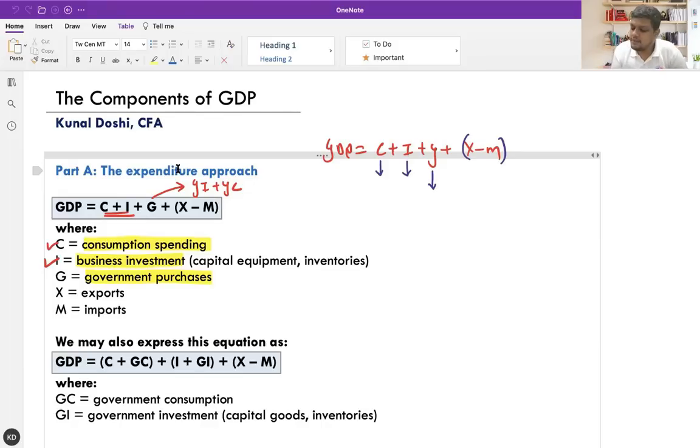Or you should get a good chunk from foreign selling, that is exports and imports. Exports minus imports. Clear, everyone?